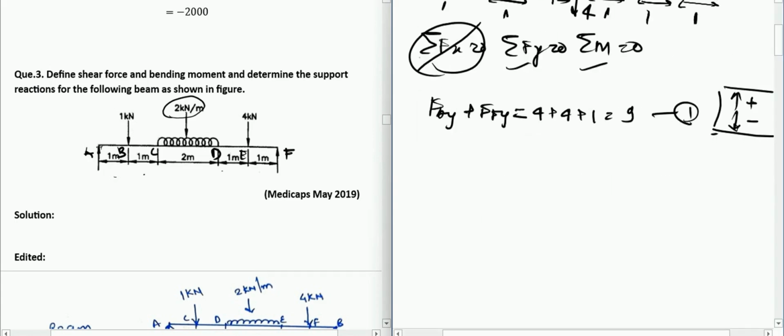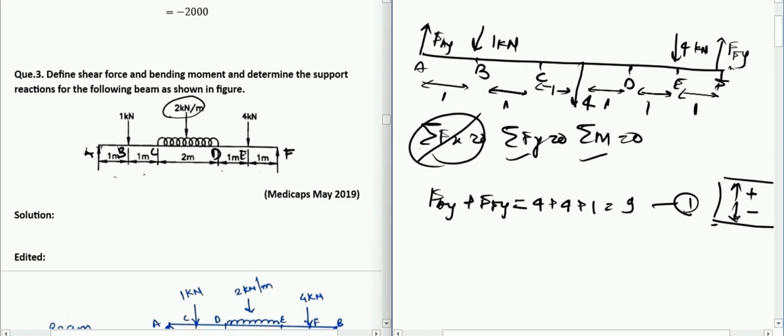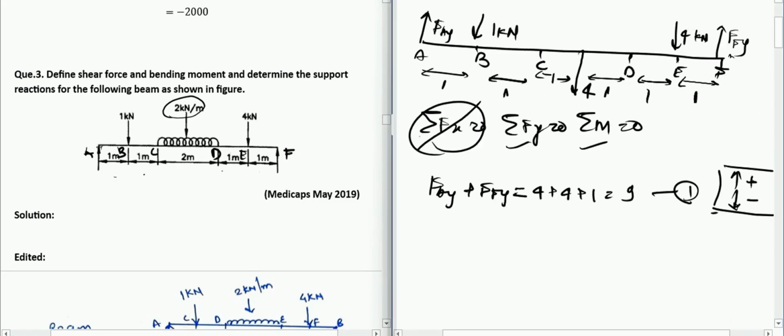So let us solve for that. Further, we have the sum of moments at any point equal to 0. Let us assume that we are calculating at A, because whenever we calculate moment at some point, if we calculate at the point where the unknown force is acting, the unknown force will not be there in our equation. Why?